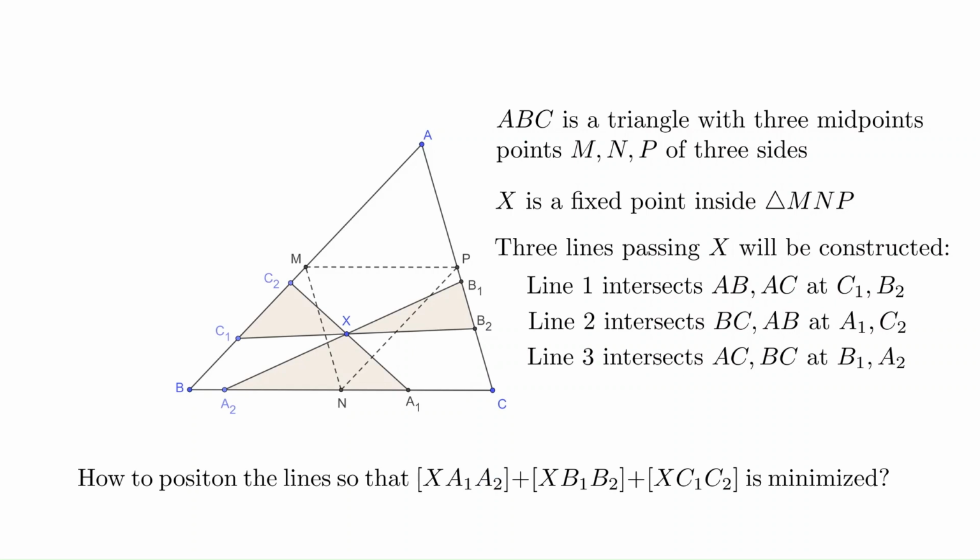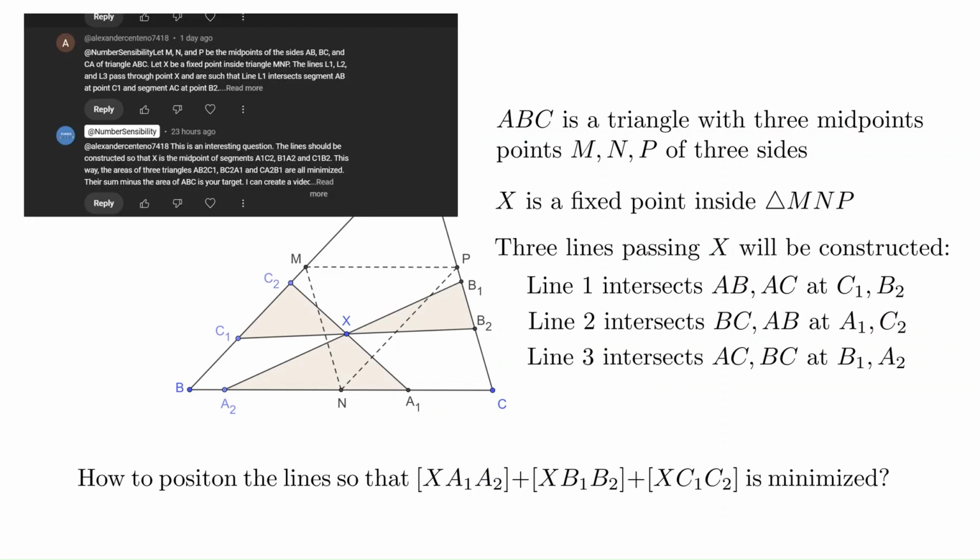Question: how do we position the lines so that the sum of the three triangles XA1A2, XB1B2, and XC1C2 is minimized? This is a question asked by a viewer of my channel. His name is Alexander.